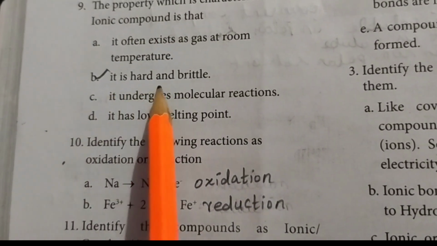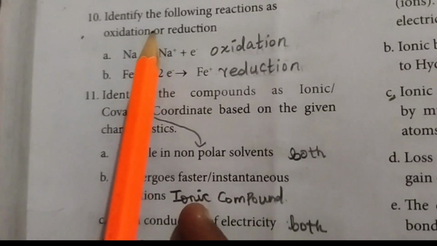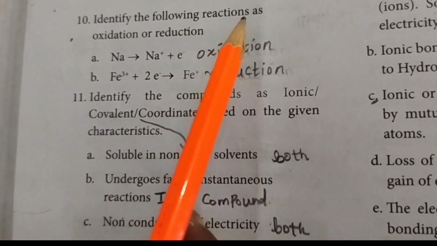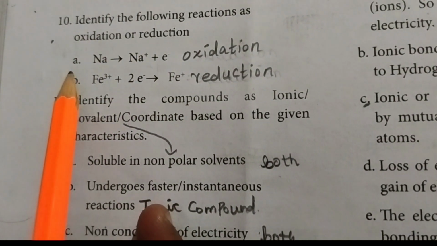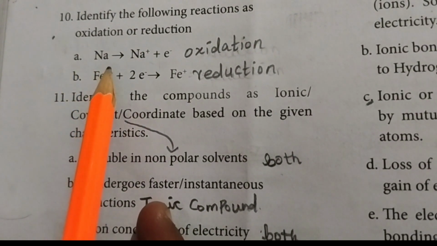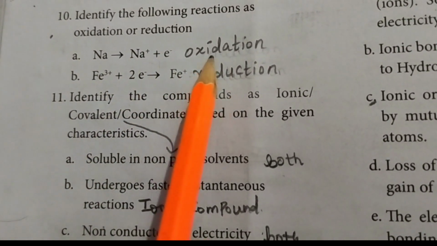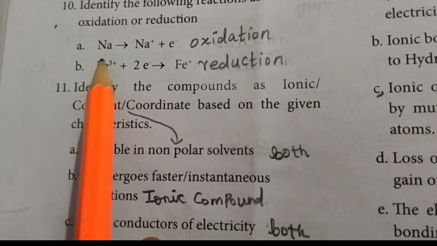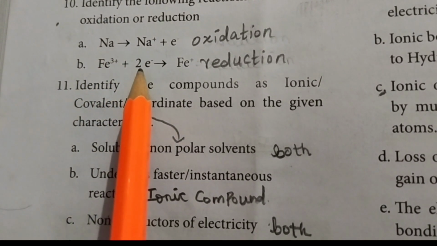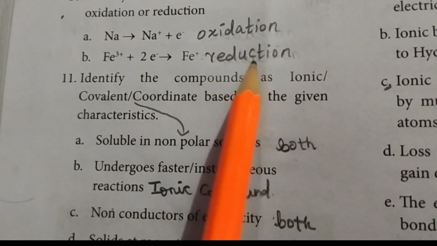The 9th one, the property which is characteristic of an ionic compound is option B. Answer, it is hard and brittle. Next 10th one, identify the following reaction as oxidation or reduction. Option A, Na plus e minus, oxidation. Then option B, Fe3+ plus 2e minus gives Fe, the reduction.